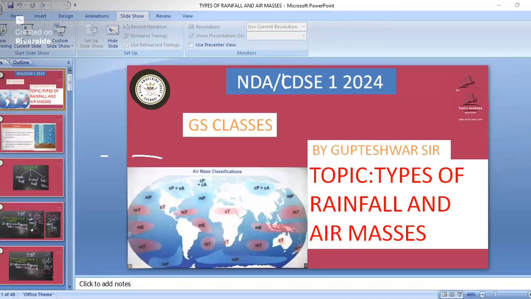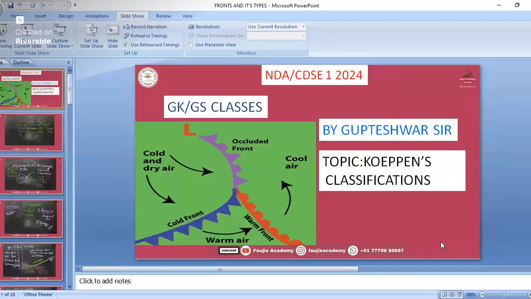So now see, I have opened the slides. Sorry, this is the Köppen classification. That front part we'll see tomorrow in the class. So before the front part, we'll see about the Köppen classification. So don't go into the diagram. I say, here, this is the front part.